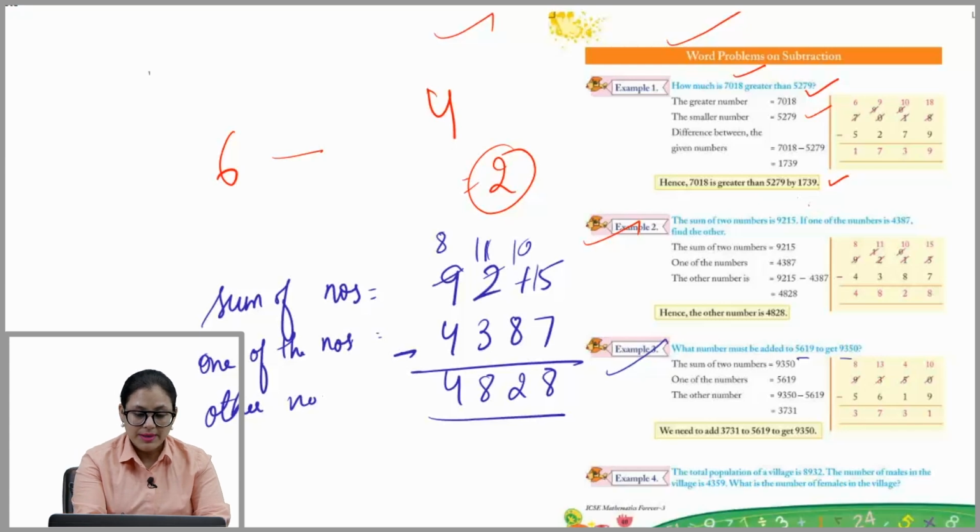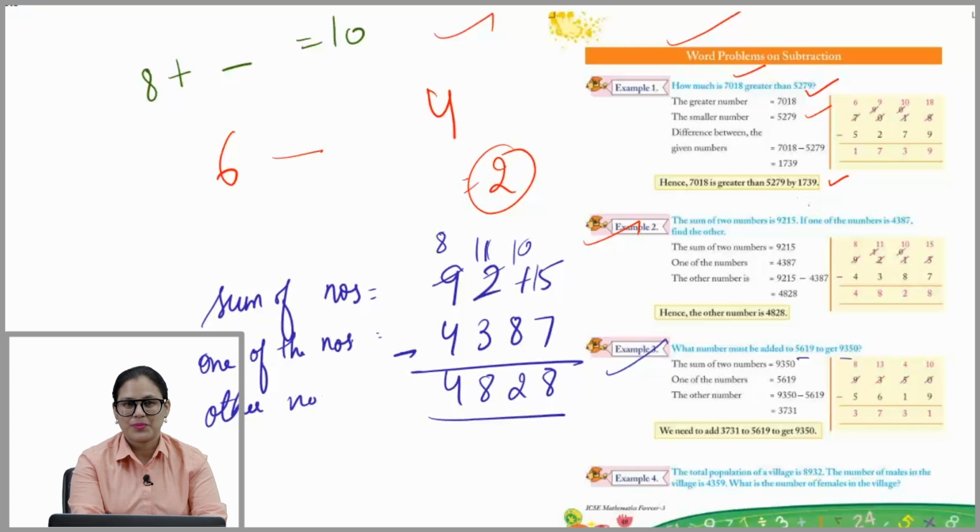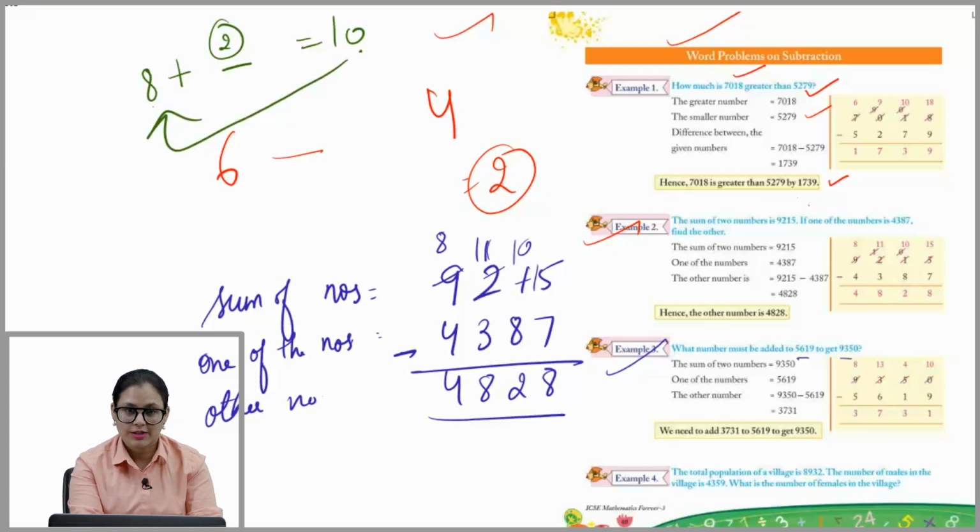What number must be added to this number so that we get a 10? So you will say, okay, we will add 2 here, but how will we get this number? We will get this number by subtracting this number from 10. Okay.